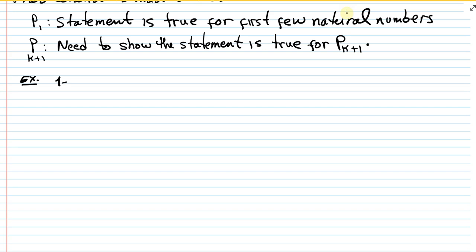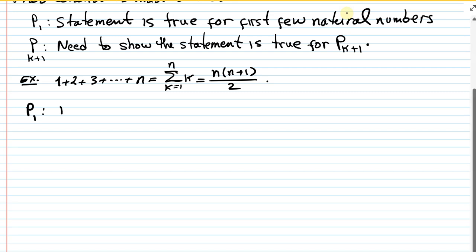Something that we have seen in an earlier section is that 1 plus 2 plus 3 plus dot dot dot all the way to n. Remember, we wrote this in sigma notation. I believe it was in section 1 that we did it. The sum to n can be written as n times n plus 1 over 2. Okay, we want to prove this using induction. So let's do the conditions that I cited earlier. So P1, that means when n is 1.